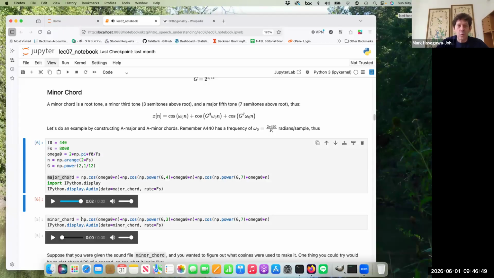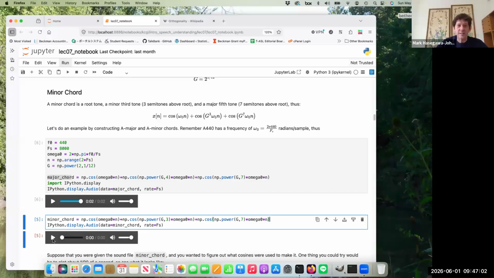If I want to create a minor chord, I take the A, and then I take G cubed times omega naught to get the second frequency, and then I take G to the 7th times omega naught to get the third frequency. And the result sounds like this.